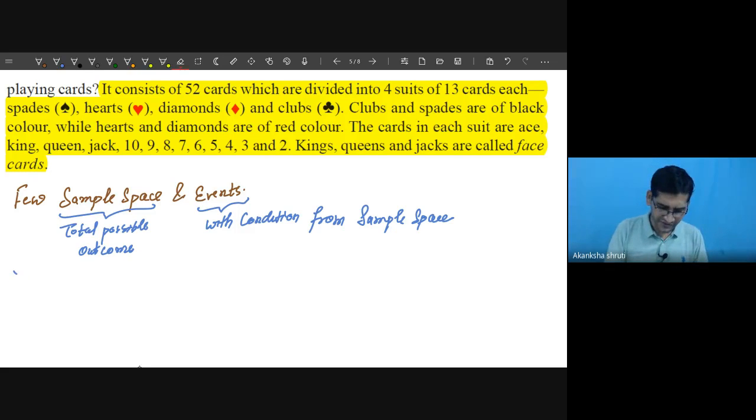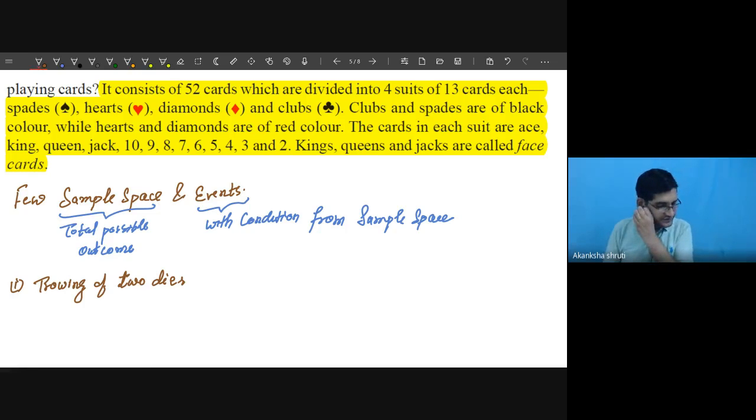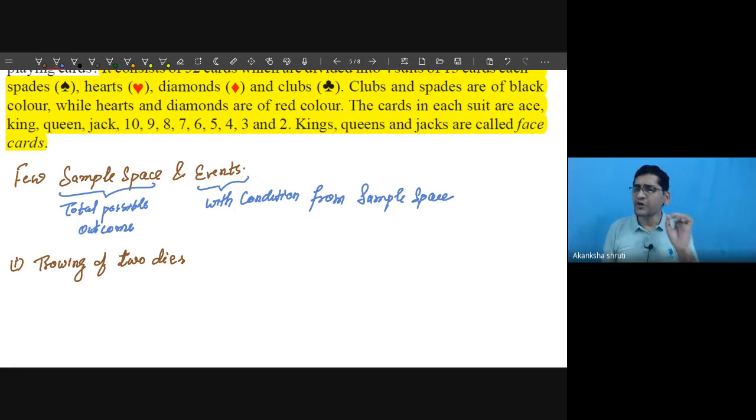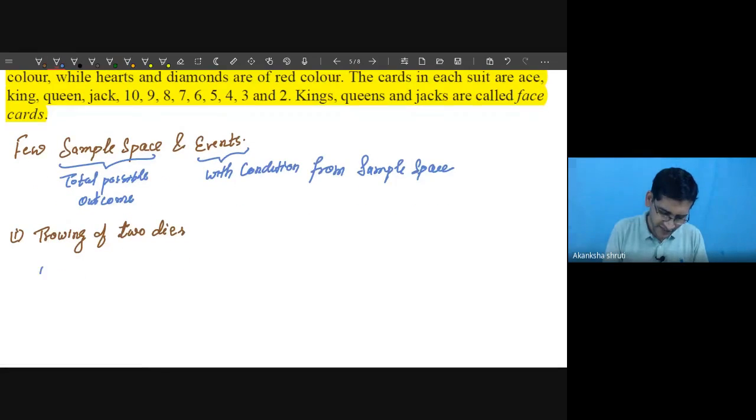The first, you already know, throwing of coins. So let me start with the throwing of 2 dice, rather than 1 die. If it is said that 2 dice are thrown together, then what could be the sample space? How shall we take it? Students, each possible outcome you shall consider. See, this is die 1 and this is die 2.